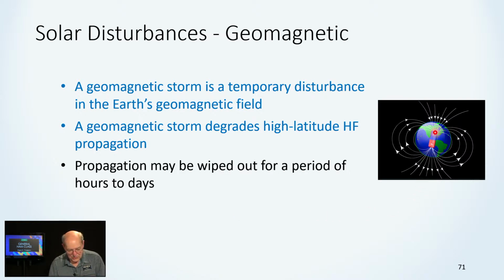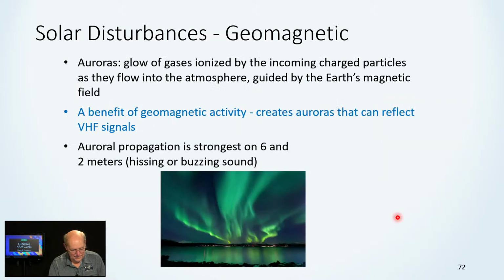And here's a picture of the Earth with a bar magnet in the middle, and those charged particles tend to come in at the poles. Now, auroras are a glow of gases ionized by the incoming charged particles. Some of that shows up as light, some of it shows up as just charged particles, which affect radio and electromagnetic waves. They flow into the atmosphere, guided by the Earth's magnetic field.